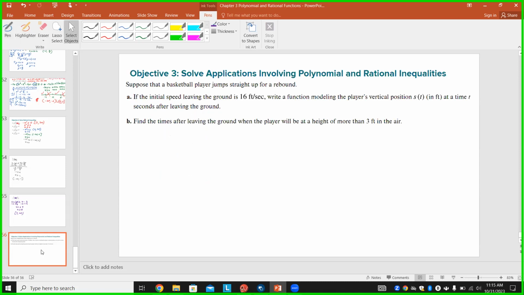All right, so objective 3, we're going to solve applications involving polynomial and rational inequalities. Suppose that a basketball player jumps straight up for a rebound. If the initial speed leaving the ground is 16 feet per second, we're going to write a function of the player's vertical position s of t in feet at time t seconds after leaving the ground.